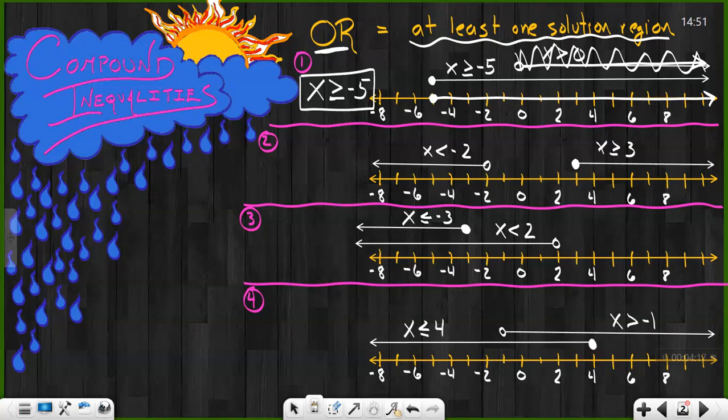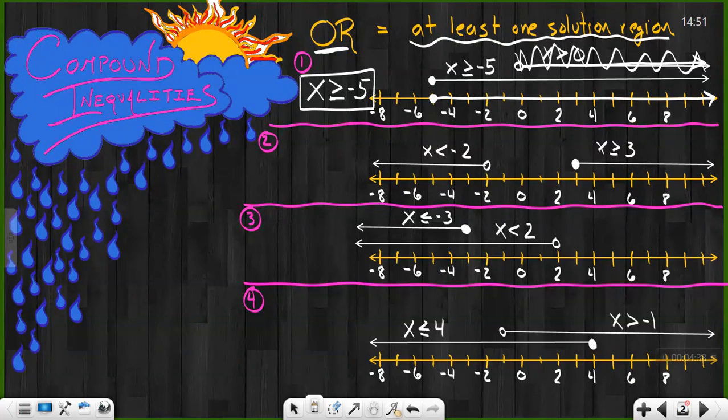I don't need to specify that it's greater than 0 as well, because as long as one of these is true, it's true. So that's what we see in number 1 there. Let's take a look at number 2. In number 2, either or, it either needs to be less than negative 2 or greater than or equal to 3. There's no overlap here, and so I can't simplify this down to one statement.